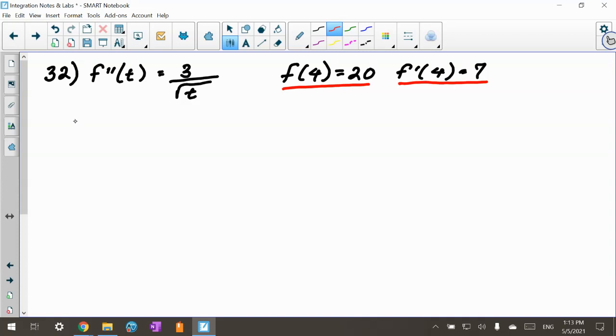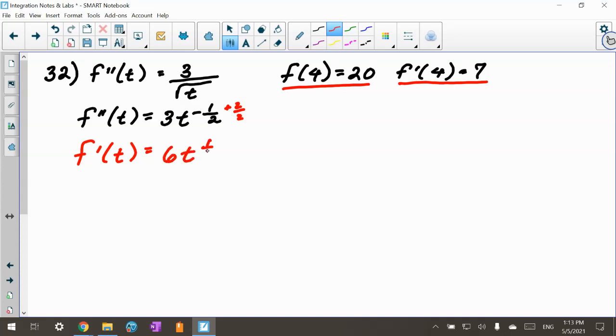First of all, I'm going to rewrite this before I go any further. So f double prime of t, I'm going to write it as 3t to the negative 1/2. If I write it like this, it makes it easier for me to do my antiderivatives of the power function. So f prime of t. I'm going to add 1. When I add 1, because it's negative, it comes out to be a positive 1/2. And then I multiply by the reciprocal times the 3. It's going to be 6t to the 1/2. I don't usually show you this, but it's a negative and I wanted to make sure, plus our constant c.